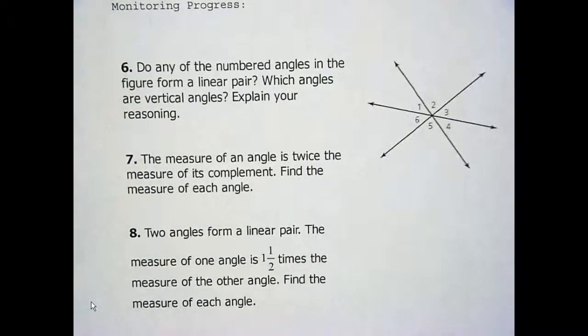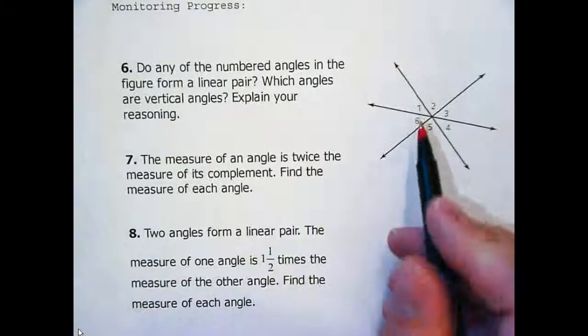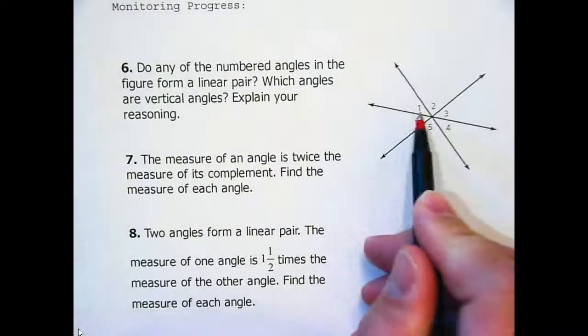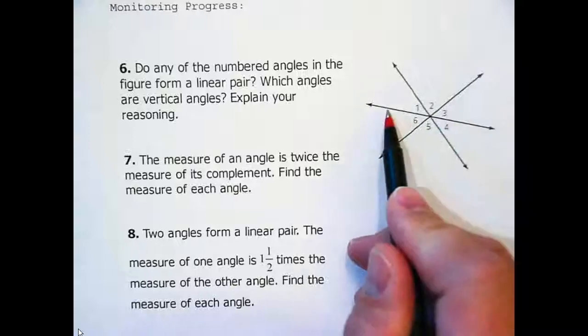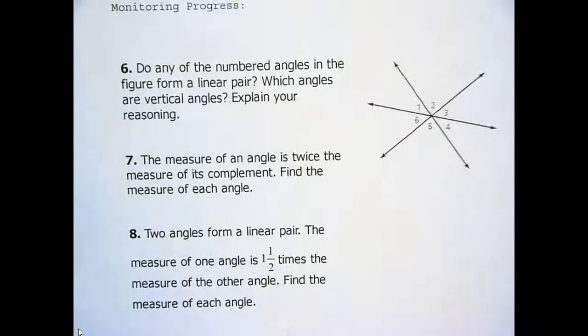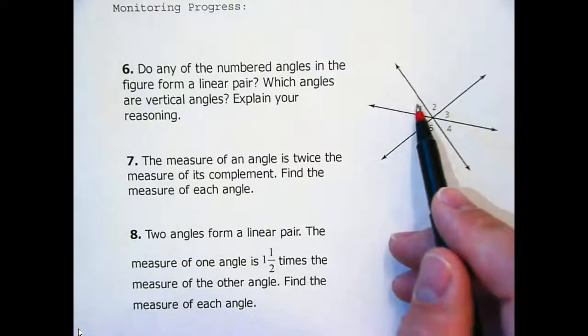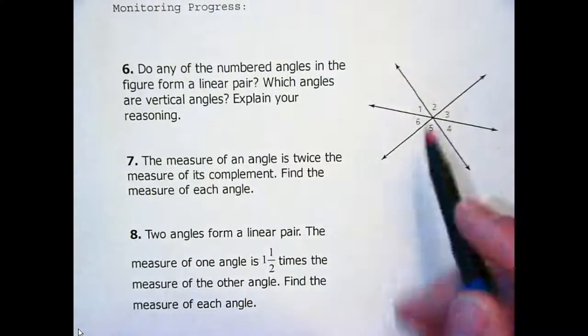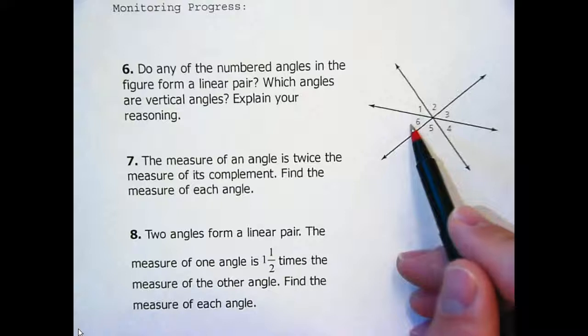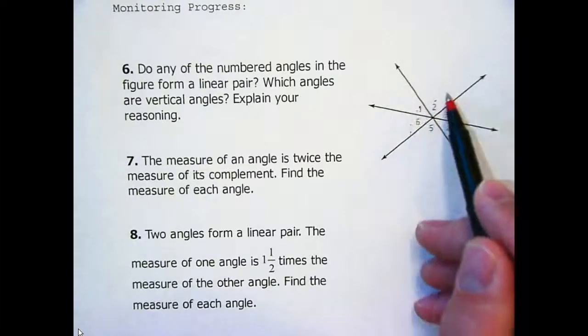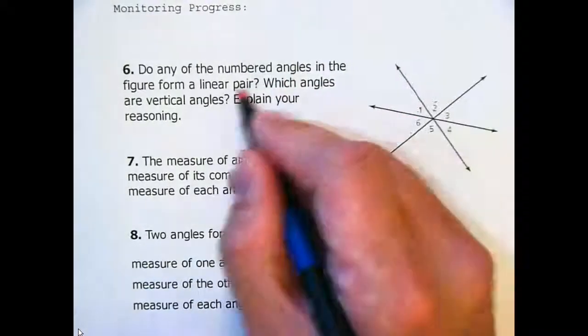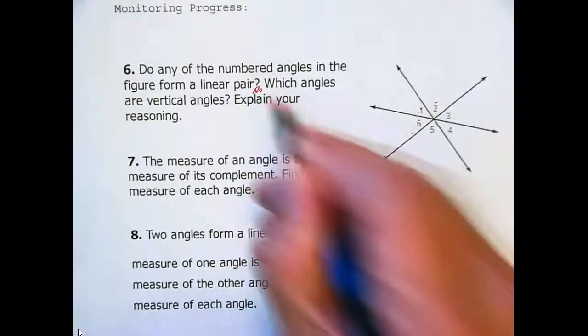Number 6, do any of the numbered angles form a linear pair? Okay, now a really good question came up. Carson said, well, 3 of them make a line, but by definition, a linear pair is 2. So not any 2 form a linear pair, but it's good to recognize that 3 angles can make a line. But in this case, no. No for a linear pair.